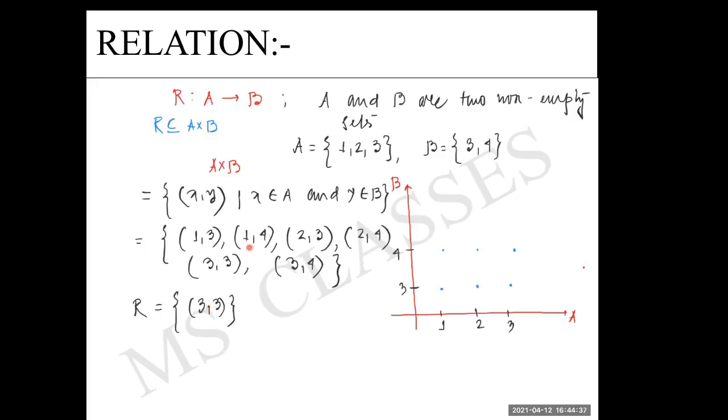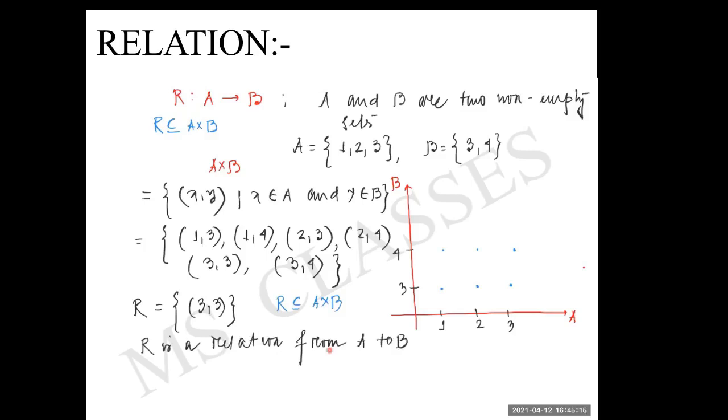Why? All the elements of this set are contained in A cross B. That is, here I can say R is a subset of A cross B. So R must be a relation from A to B. If it is a subset of A cross B, then it must be a relation from A to B. So here I can see that R is a relation from A to B, that we have understood.